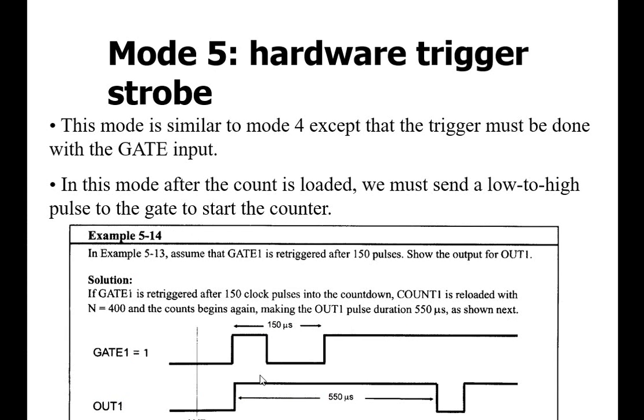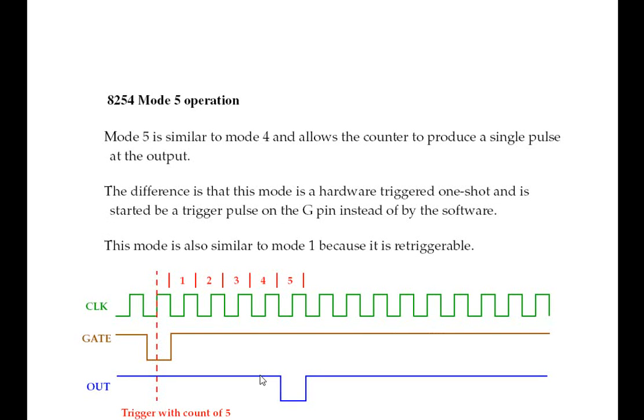In mode 5, it is the hardware triggered strobe. This mode is similar to mode 4 except the trigger must be done with the gate input. This is the diagram of mode 5 operation.